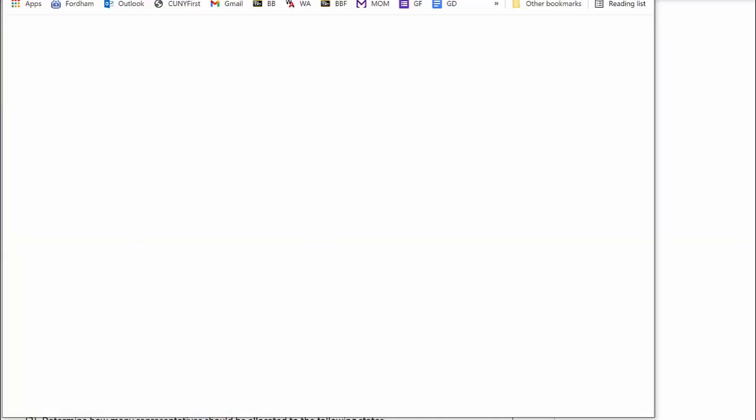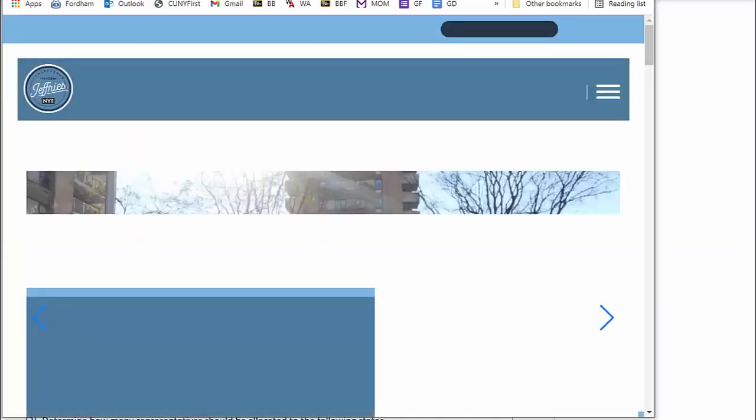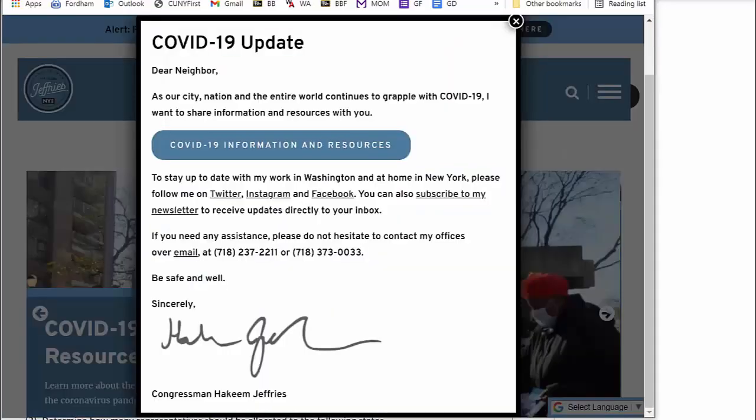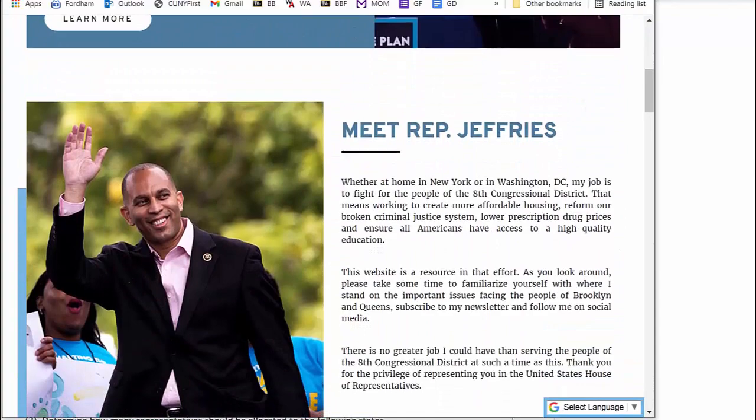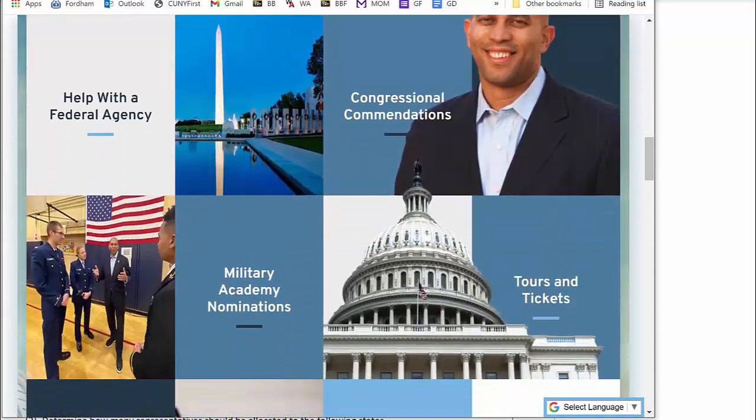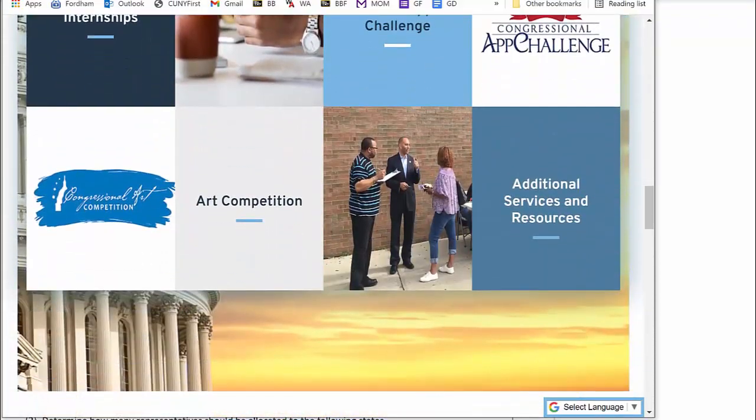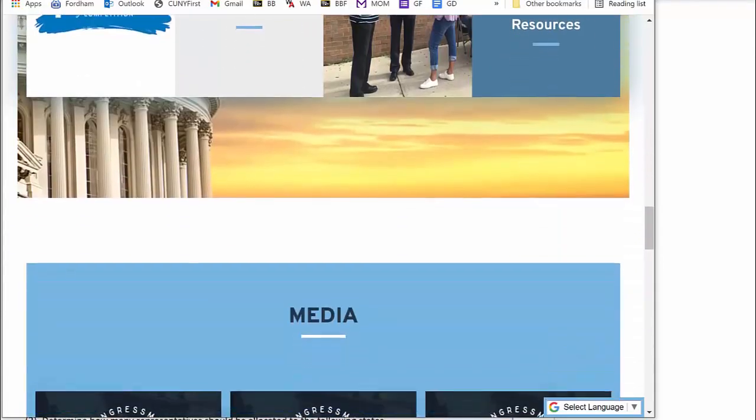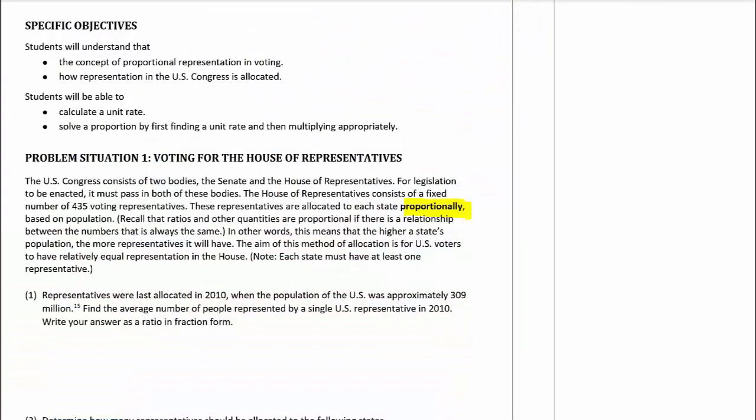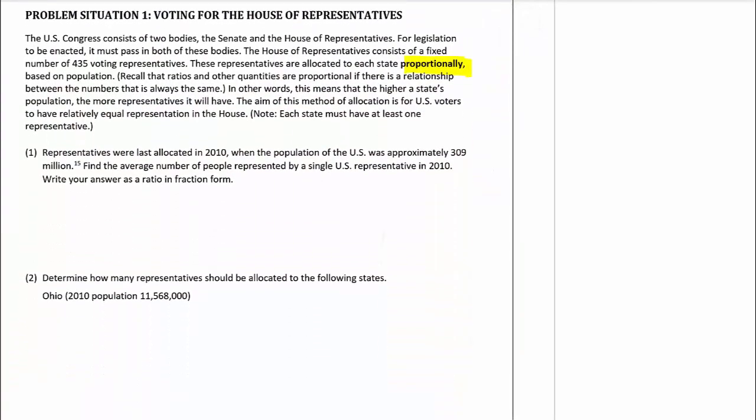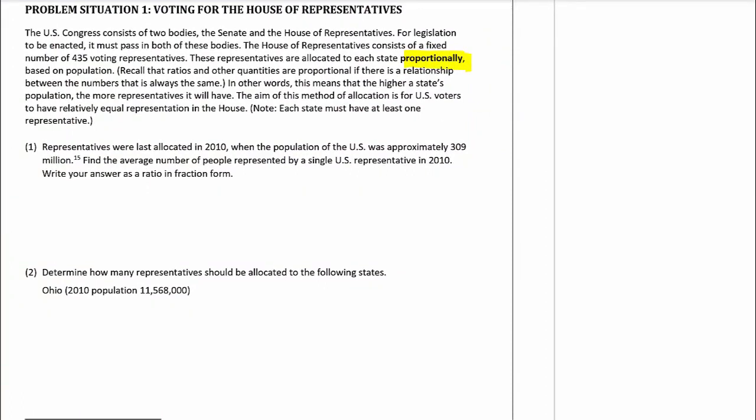Alrighty, so if I press on the person, they will give me the information on where they work and how to reach them, and find out who they are. These are the people who are basically representing us. So get to know your representative. All right, so let's talk about the mathematics behind this idea of representation.